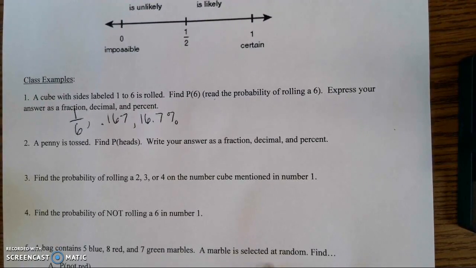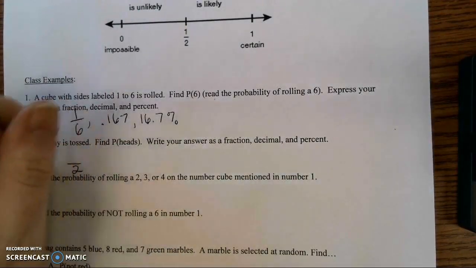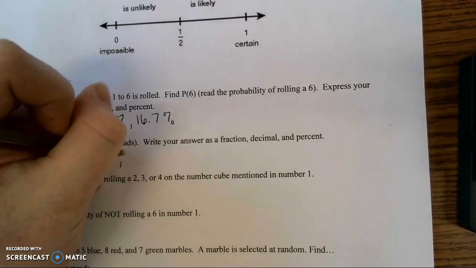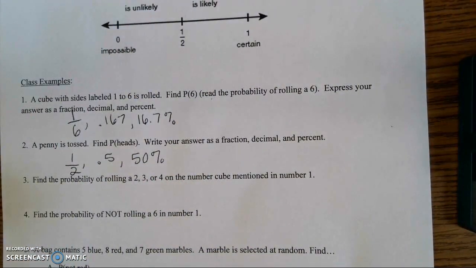All right, number 2, a penny is tossed. Find the probability of flipping heads. Write your answer as a fraction, decimal, and percent. Okay, so there are 2 sides to a coin. One side has heads. If I convert that to a decimal, I would get 0.5. And then if I convert that decimal to a percent, I would get 50%.